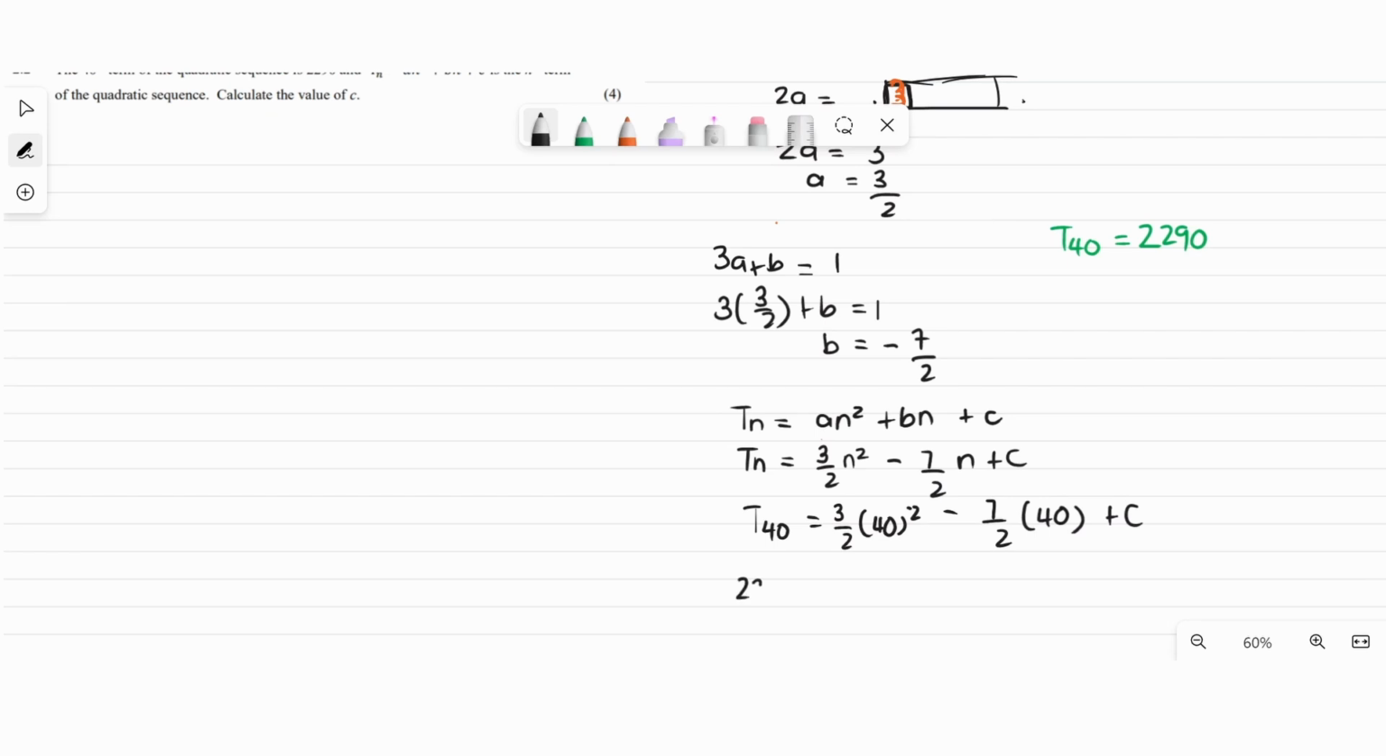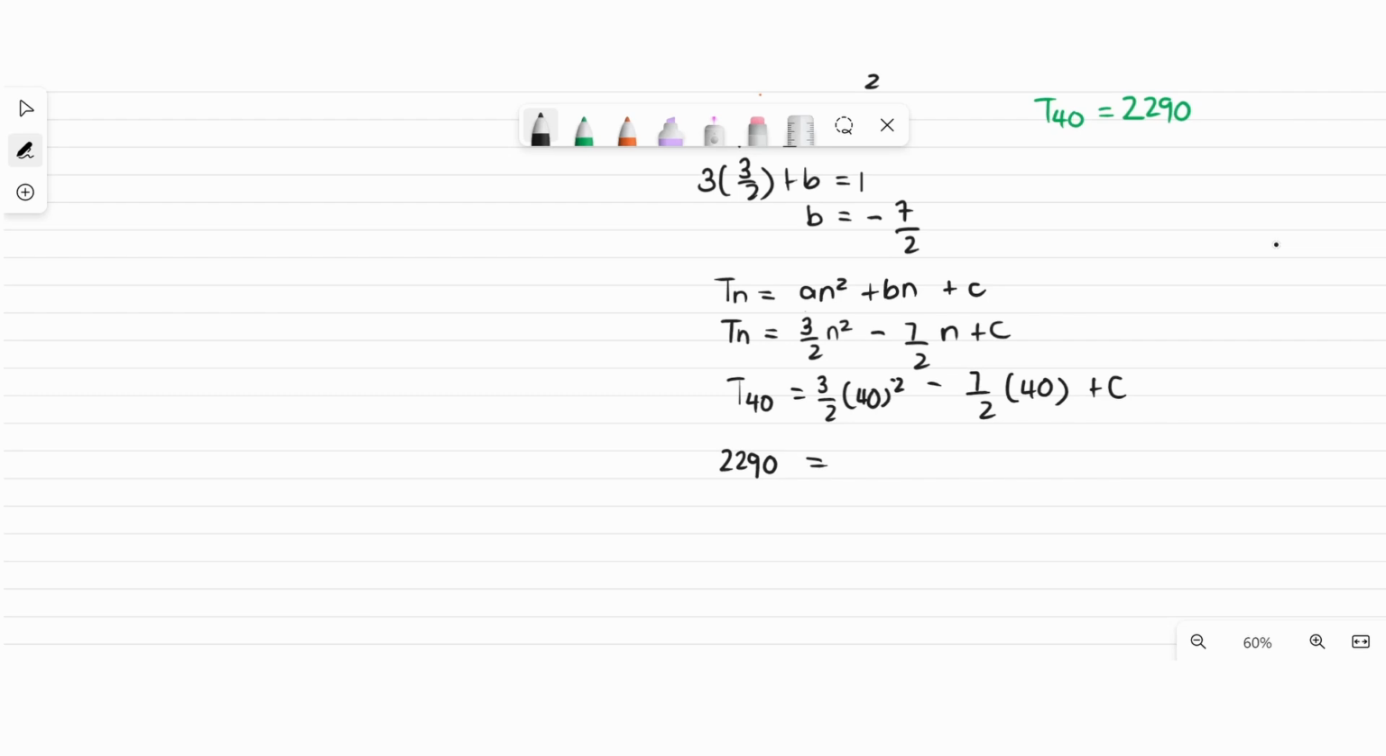So I'm going to say 2,290 is equal to, simplify this whole thing, I'm going to get 2,060 plus C. Then I'm going to take this to the other side. So it's going to give me C being equal to 30. Then you're done with this question.